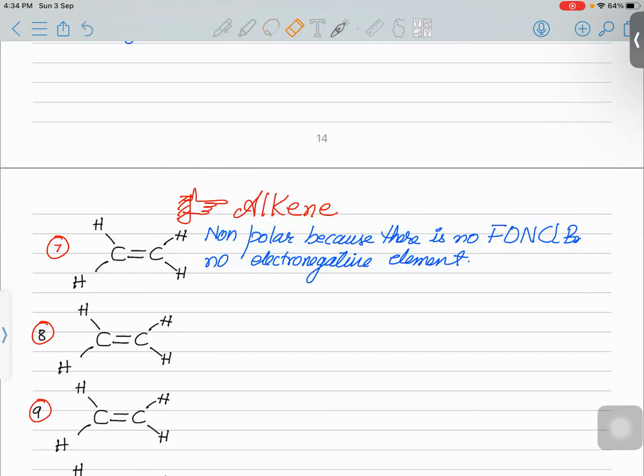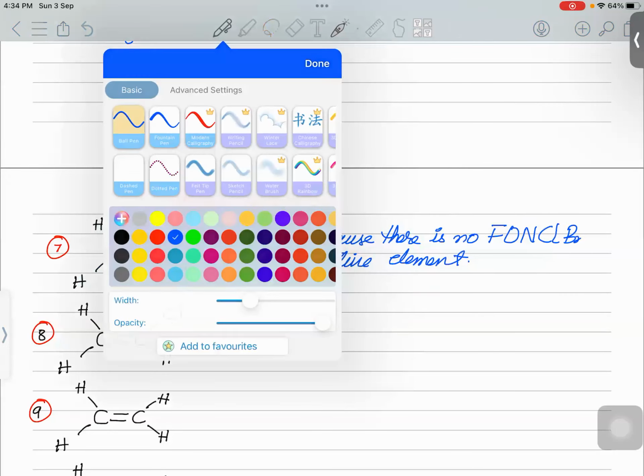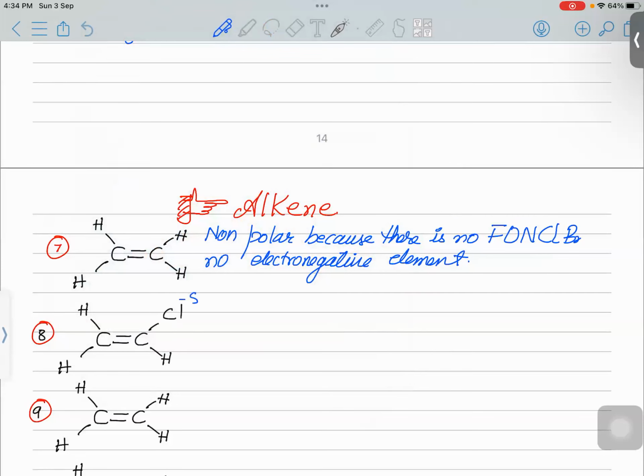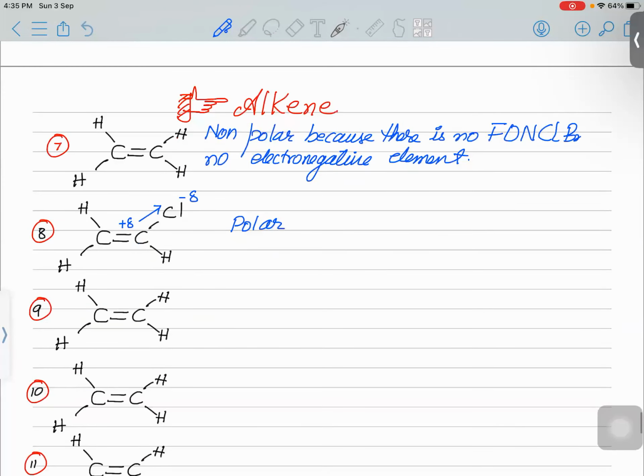Now question number 2, with chlorine. Yes, polar, non-polar? Polar. Why is this polar? Because of chlorine. Yes, because of the polar bond. This compound is polar because you have a dipole. This is called dipole.